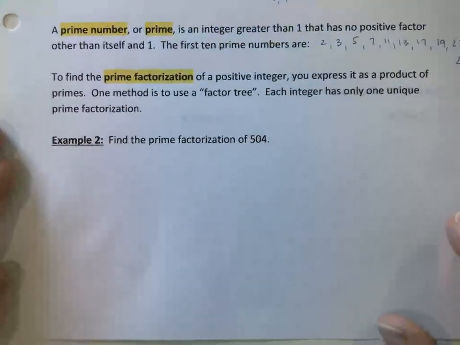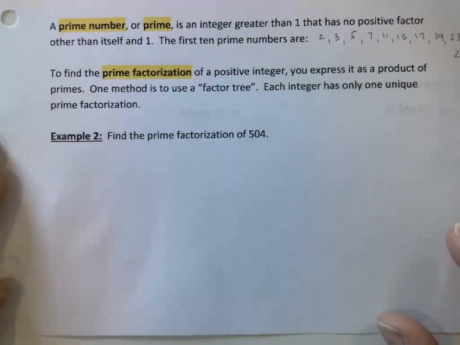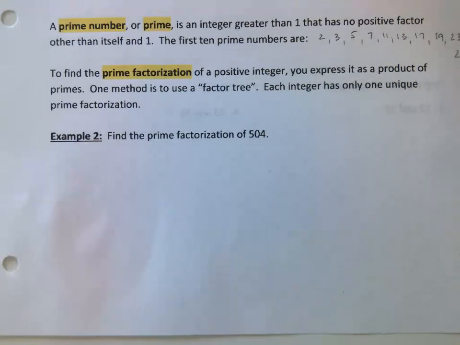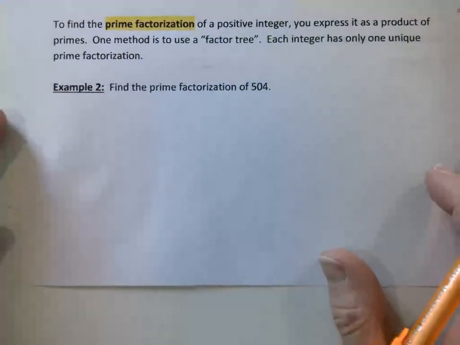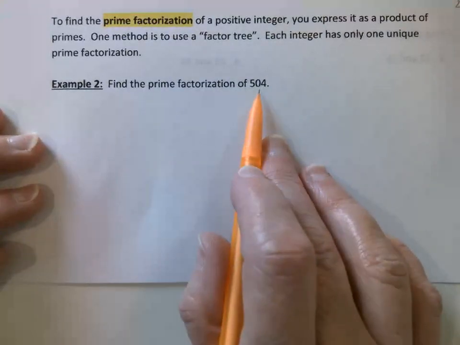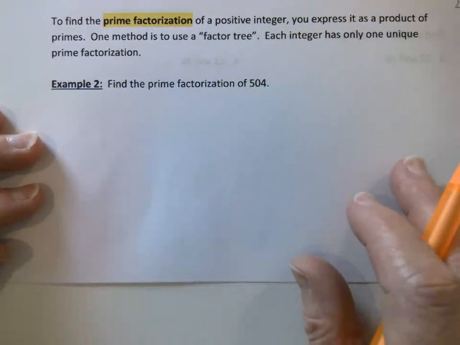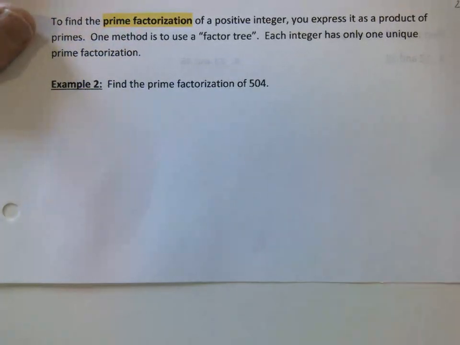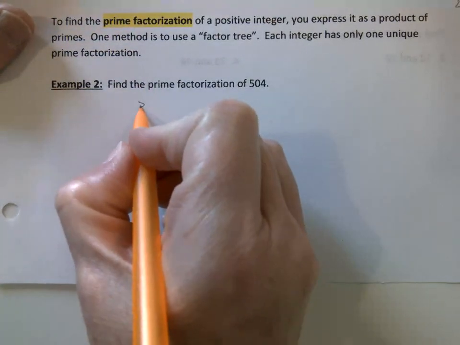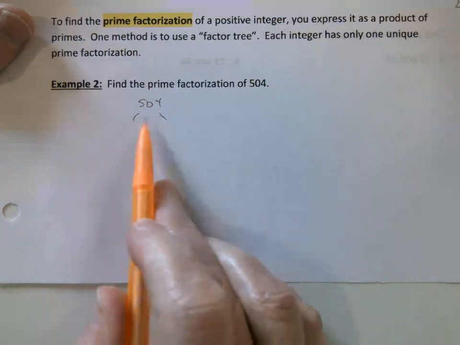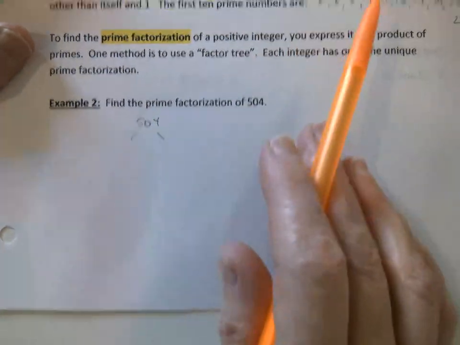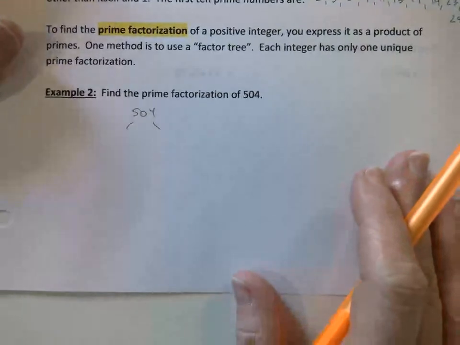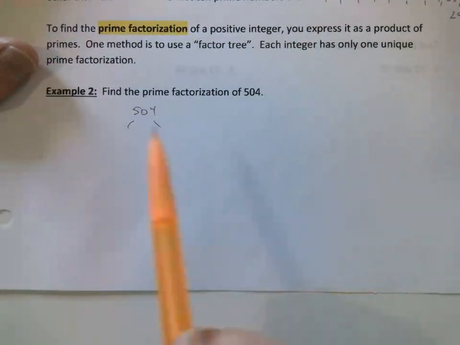To find the prime factorization of a positive integer, you express it as a product of primes. One method is to use a factor tree, and each integer has only one unique prime factorization. We're going to look for the prime factorization of 504. I'm going to do a factor tree, and then I'll show you how to do it using what's called a ladder, which some people like and most people hate. For the factor tree, I need to come up with a factor pair that I can multiply to get 504, and you'll probably need a calculator for this.